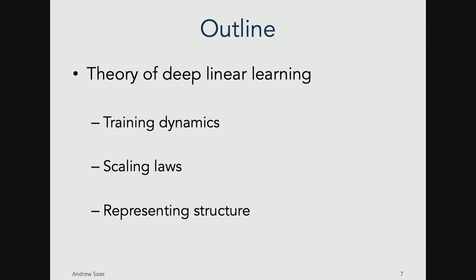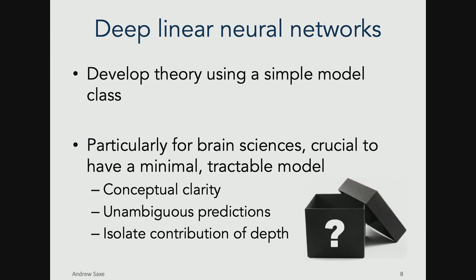All of this I'm going to do using a deep linear neural network. The idea here is to develop the theory using a very simple model that gives us much more analytical tractability. I think particularly for the brain sciences, that's important because we need clarity as to what exactly is giving us the phenomena that we're observing.